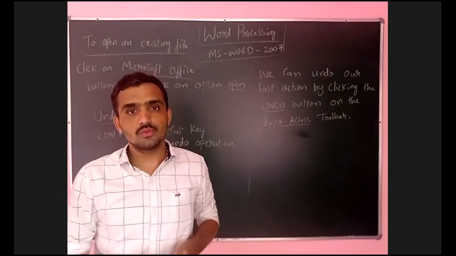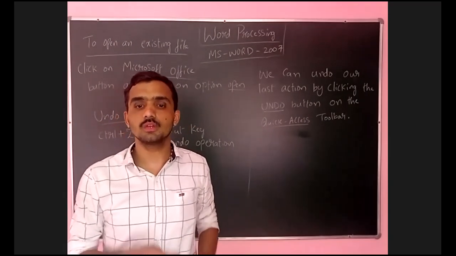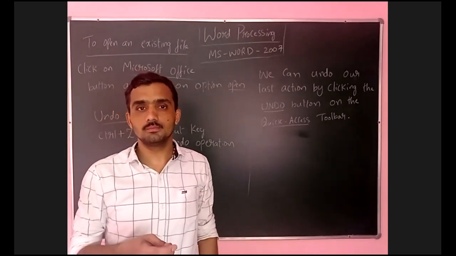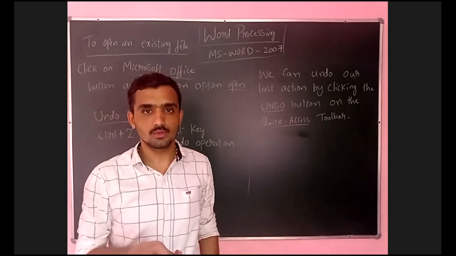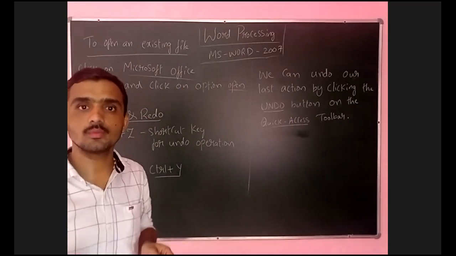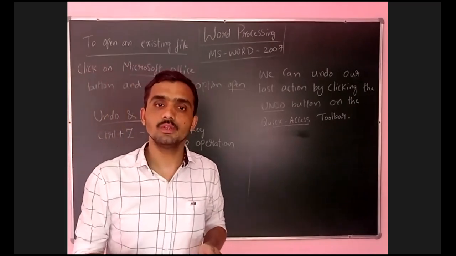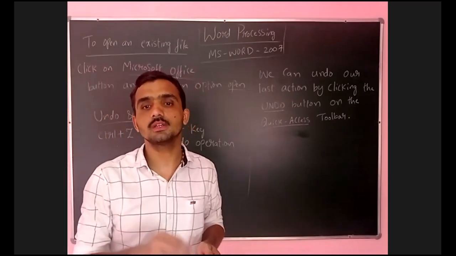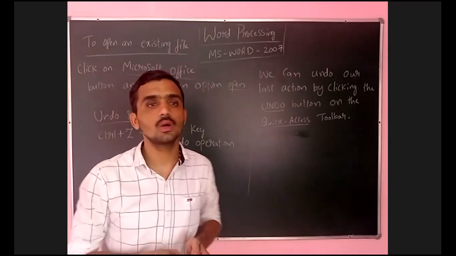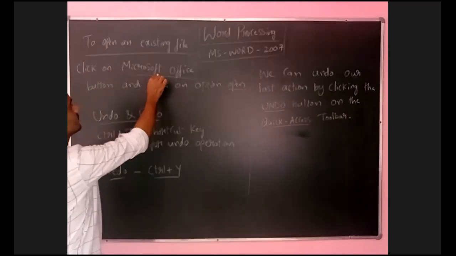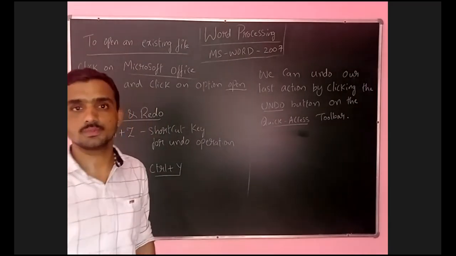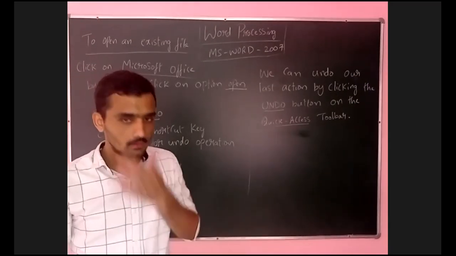See, in the Microsoft Office button, as I said, there are options to create a document and save a document, and we have the option to open an existing document. Once we create a document and save it with some file name in some location, if I want to open that file again for editing or reading, I have to click on the Microsoft Office button and then click on the Open option.